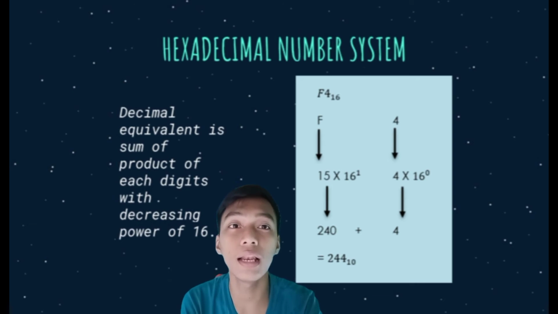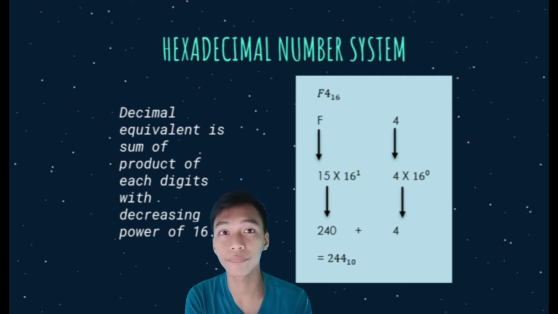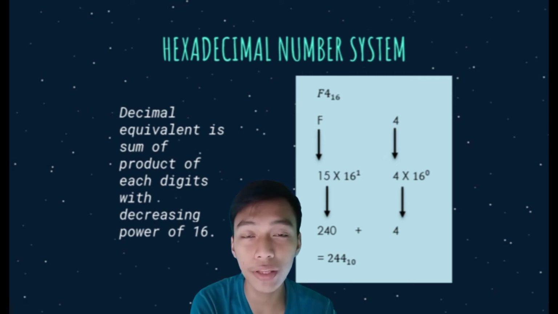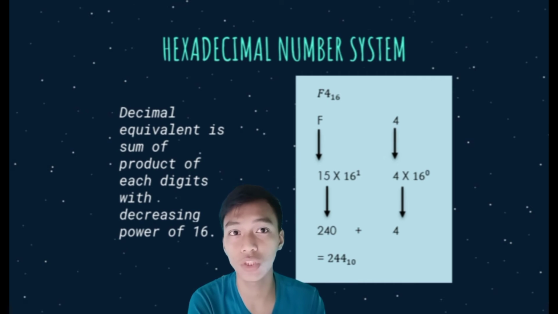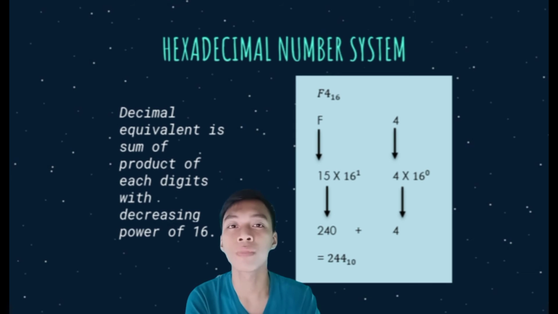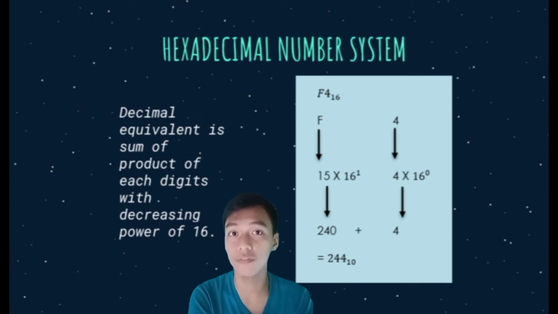So the decimal equivalent is the sum of the product of each digit with decreasing power of 16. We have given here F4 sub 16. So we have the following digits, which are F and 4. We will multiply these digits by decreasing powers of 16, and this will be the outcome. 4 times 16 raised to 0, 15 times 16 raised to 1. After that, this will be our value: 4 and 240. Then the sum is 244 sub 10 in decimal number. So 244 is the equivalent decimal value to this given hexadecimal number.